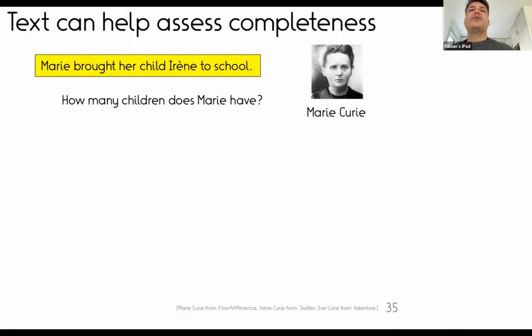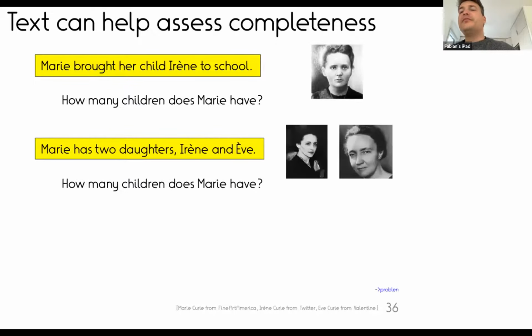Yes. Suppose you read, "Marie brought her child Irene to school." How many children does Marie have? Well, at least one. But we don't know how many children she has, but at least one. Now, suppose you read this sentence: "Marie has two daughters, Irene and Eve." Right? So she did have indeed two daughters.